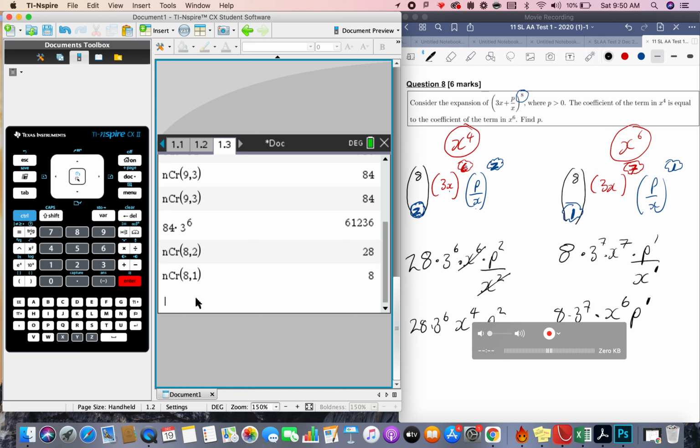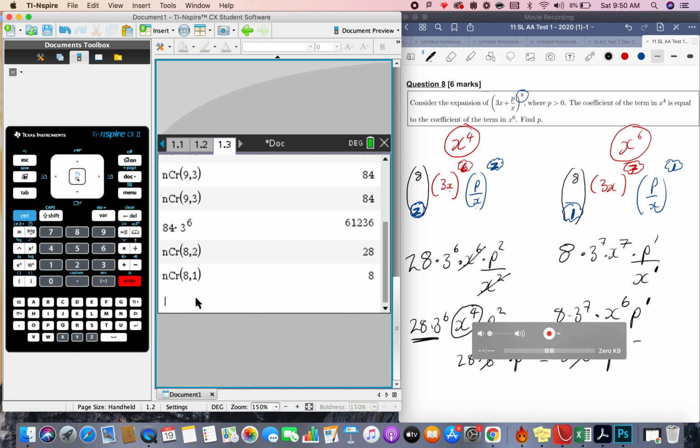Okay, now let's just think about what the question's asking us. I haven't gone ahead and expanded 28, 3 to the 6 and 3 to the 7 just yet. Let's see what the question asks us. The coefficient of the term in x to the 4. So let's write that down. Here's x to the 4, and the coefficient is actually all of these things multiplied together. So 28 times 3 to the 6 times p squared, that's the coefficient, is equal, so these guys are actually equal. Again, you can crunch all this out using your calculator, but I was thinking ahead to maybe a non-calculator paper. I'm going to divide both sides by 3 to the 6.